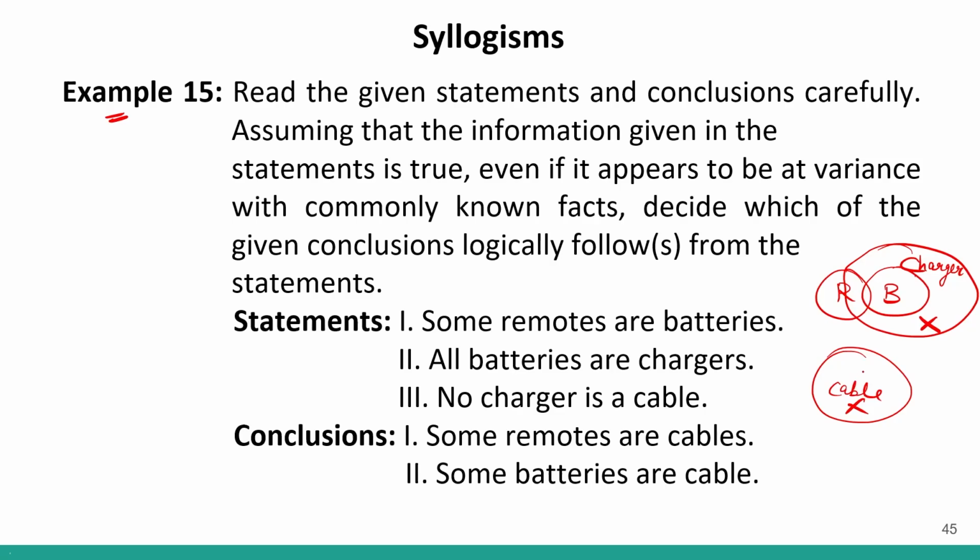Okay. Now let us look at the conclusions. Conclusion 1 says some remotes are cables. Some remotes are cables is a possibility, but is not definitely true. So since the possibility is not written, I will say this is false. Conclusion number 2 says some batteries are cables. So again, some batteries are cables is definitely false because chargers and cables are not overlapping and batteries are within the charger. So this is also false.